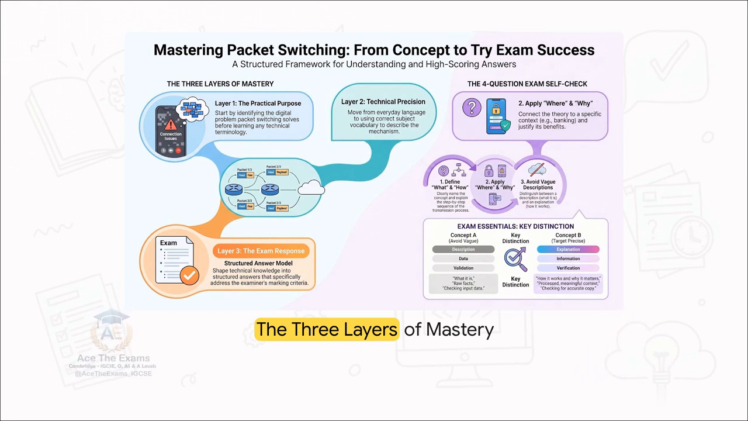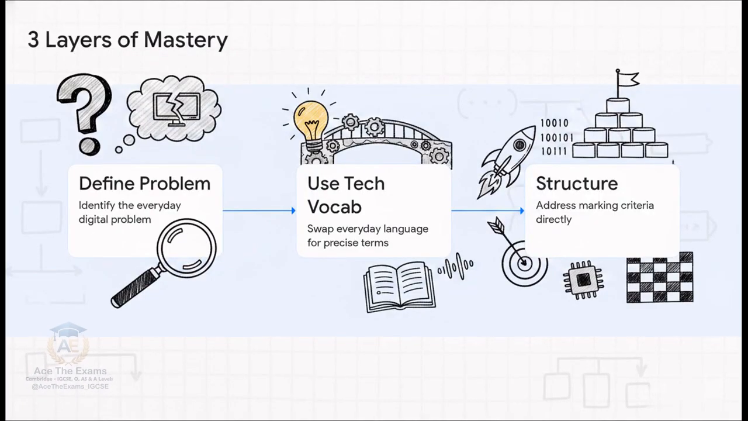Then, Layer 2 is technical precision. This is where we swap out that everyday language for correct subject vocabulary. And finally, Layer 3 shapes that technical knowledge to directly address the examiner's specific marking criteria. We really need to hammer home these 3 specific steps. First, define the problem. Second, use precise technical vocabulary. And third, structure it for the examiner.